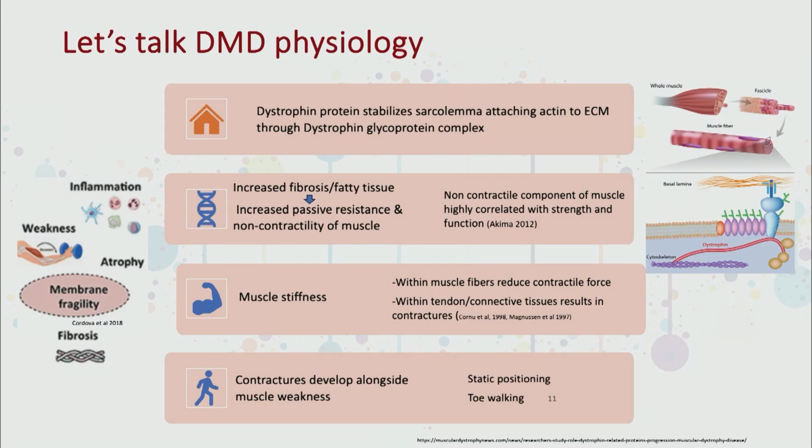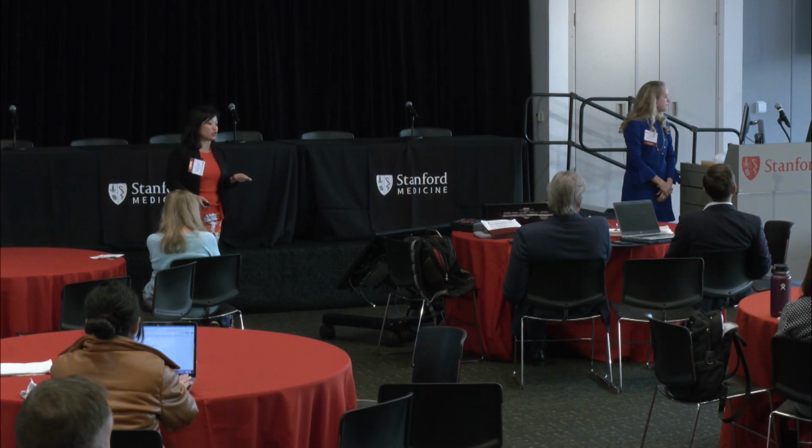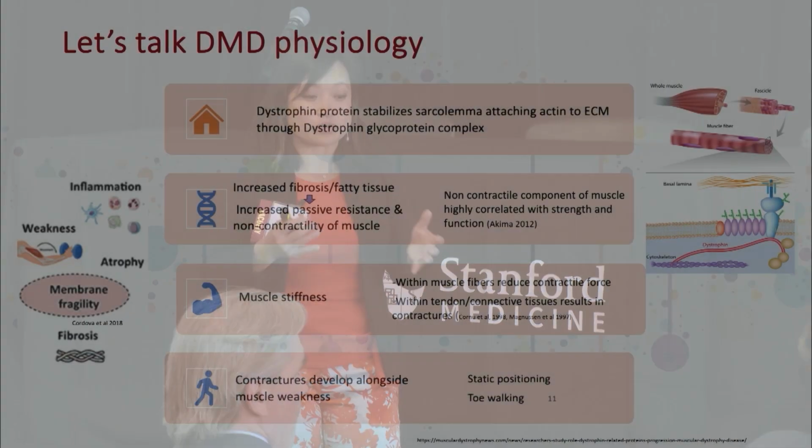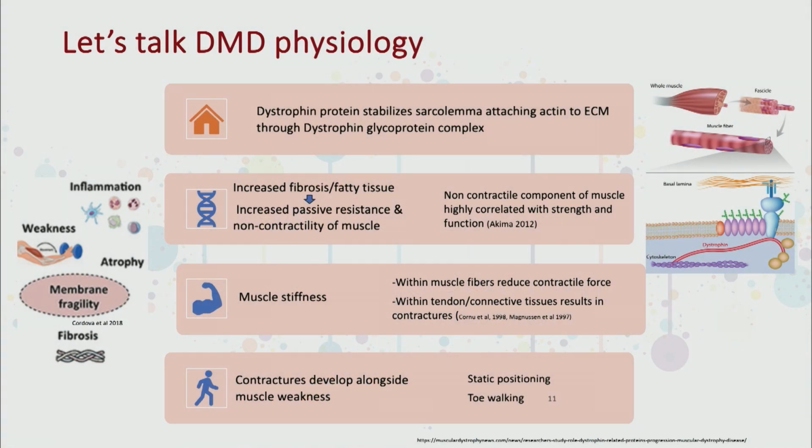So now I'll talk about the DMD physiology. As mentioned before, with Duchenne, without the dystrophin protein, there isn't a stable sarcolemma that attaches to the extracellular matrix, resulting in this membrane fragility. With this, you have increased fibrosis and fatty tissue that really increases the passive resistance, so there's a lot of tightness within the muscle fibers themselves. There have been studies that show that this non-contractility of the muscle is correlated with strength and function in Duchenne. And then, of course, we know that contractures do develop alongside muscle weakness.